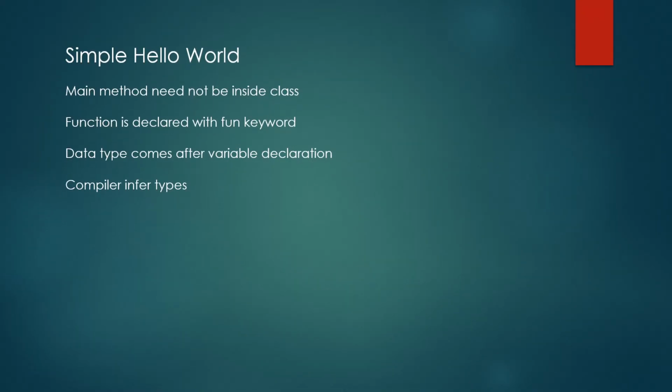Before writing a simple hello world program, we have to understand a few points. The main method need not be inside a class. We can write the main method directly in a Kotlin file and we can run it. A function is declared with the fun keyword, and whenever we create a variable, the data type comes after the variable declaration, and the compiler infers the data types.